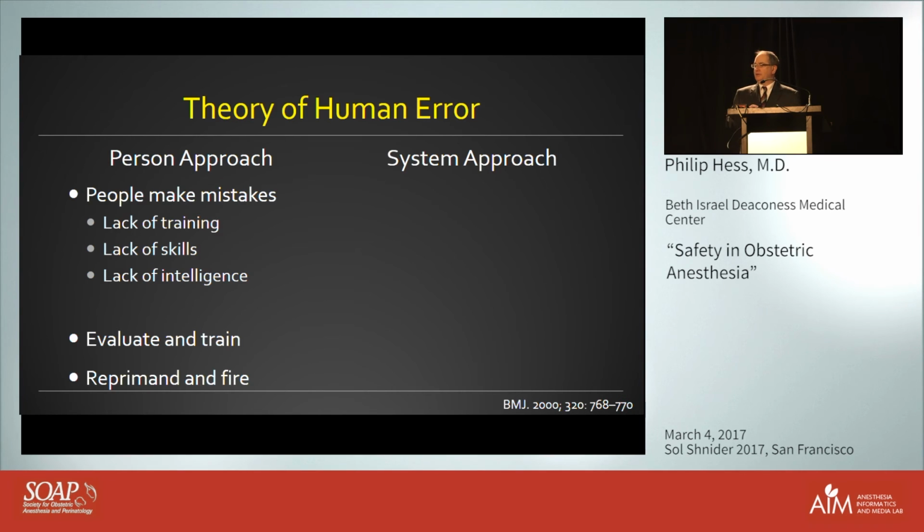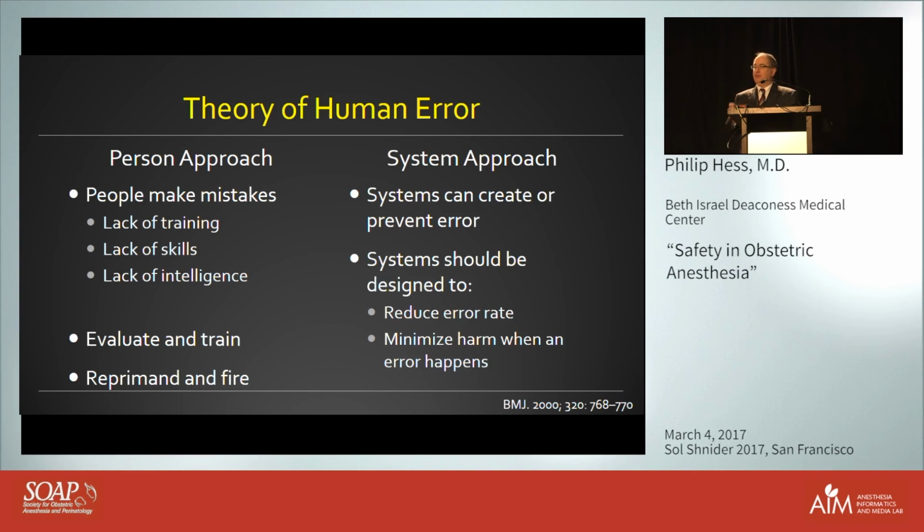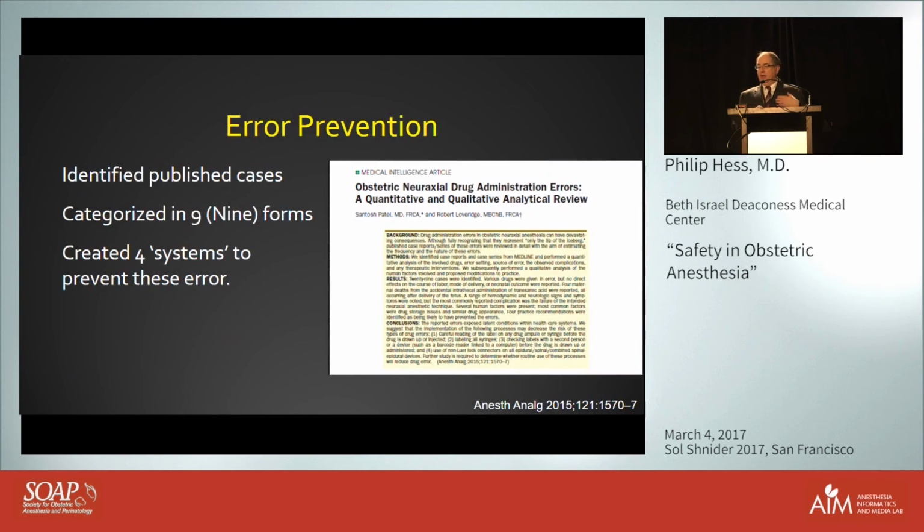Most industries with higher safety profiles look at a systems approach to error. It's not just people that make errors. It's also the system, the latent system underneath what we do. And they define it as a system that can produce or prevent errors. Systems then should be designed to try to reduce errors and also to make sure that when an error does happen, because they always happen, you minimize the outcome of that error. And so I want to demonstrate some of the nature of the difference. I'm going to use one publication from last year, the Obstetric Neuraxial Drug Administration error review.